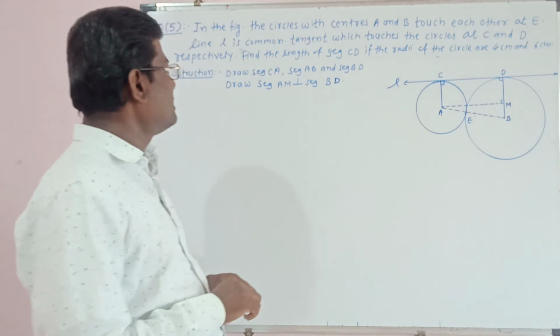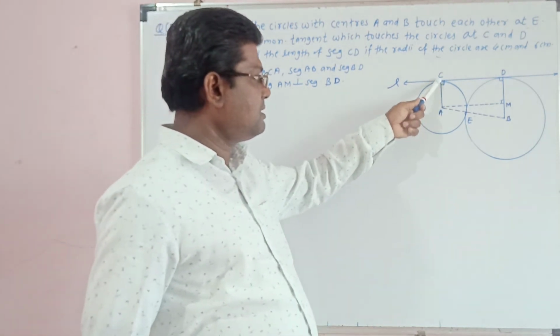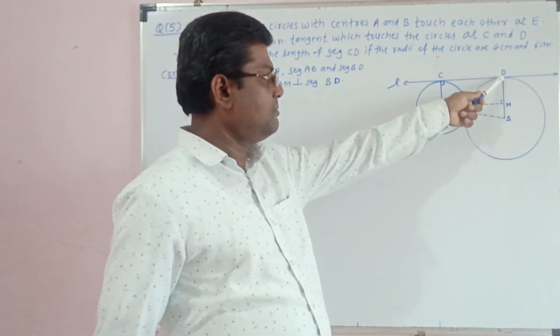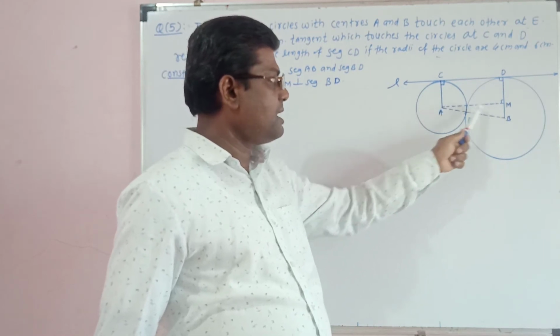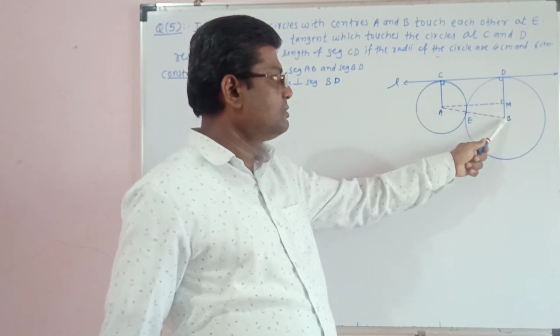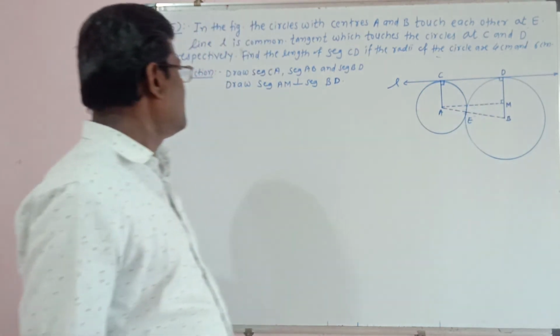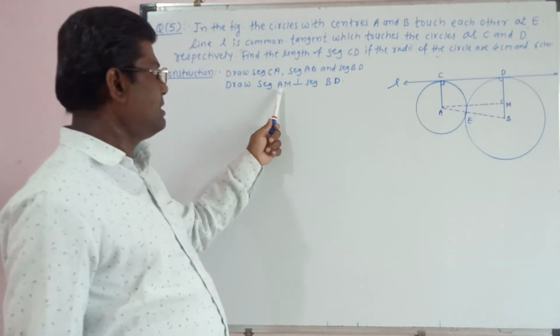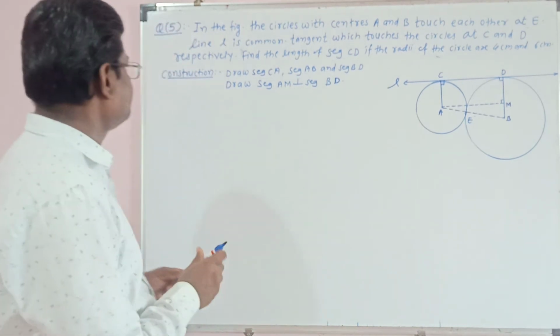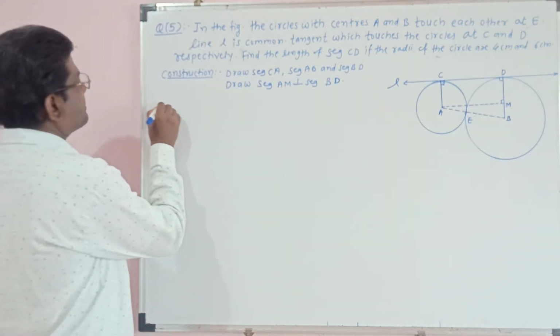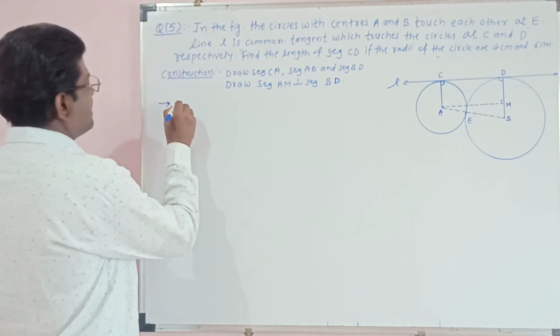Now construction. Draw segment CA, segment BD and segment AB. Draw perpendicular AM to BD. Draw segment AM perpendicular to segment BD. Now let's solve this example.